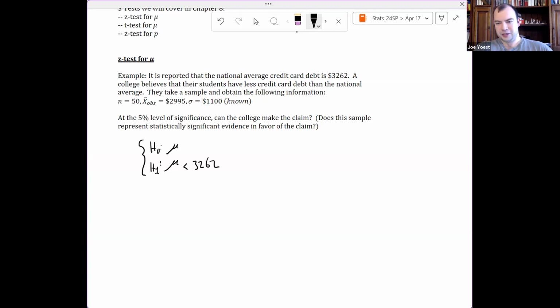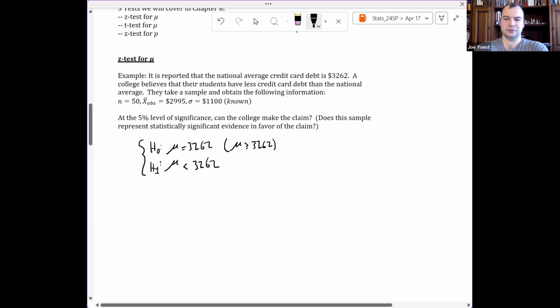The null will write as mu equals 3262, and this is kind of the most conservative of the mu's bigger than 3262. If I can reject for a null of mu equal 3262, I could reject for any other null further to the right of that, any other mean further to the right.